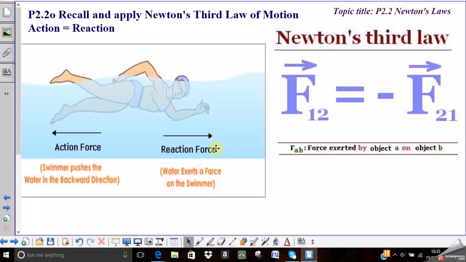That's the reaction force, and practically that is what makes the swimmer move forward. So this is Newton's third law, action, reaction. Every force has an opposite reactive force.